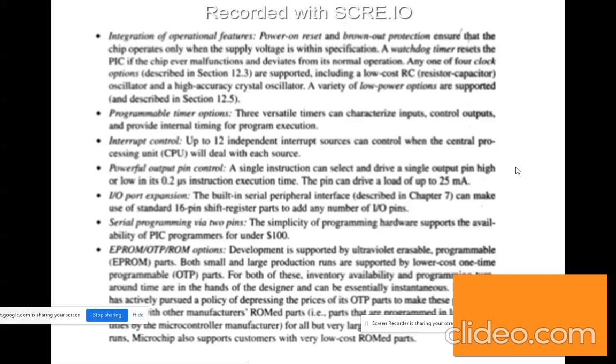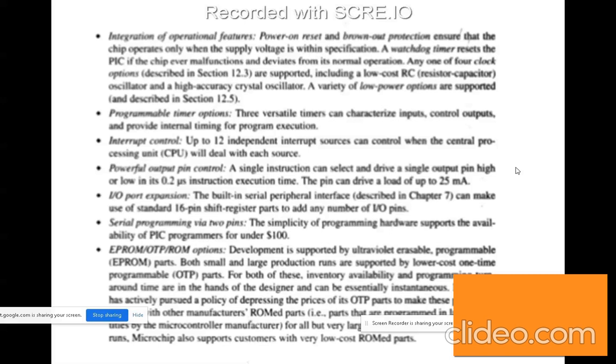Okay, and then serial programming via two pins. Here you are going to send the data or receive the data serially by using only two pins. Okay, this is so simple. This means by using just two pins, you are going to do the performance of the serial peripheral interface. Okay, that means transferring and receiving the data bit by bit.